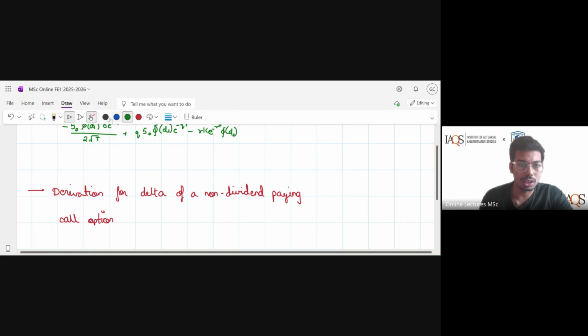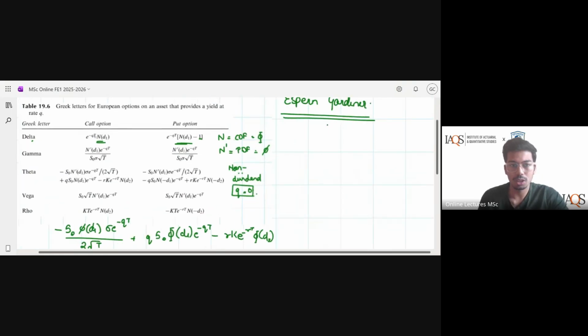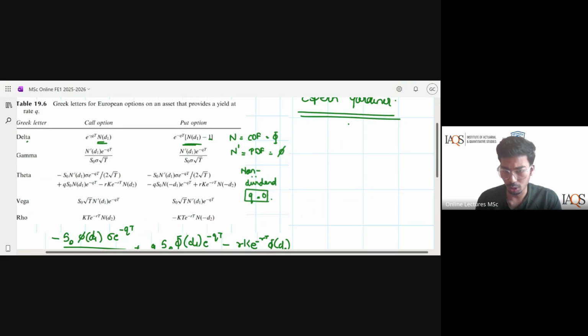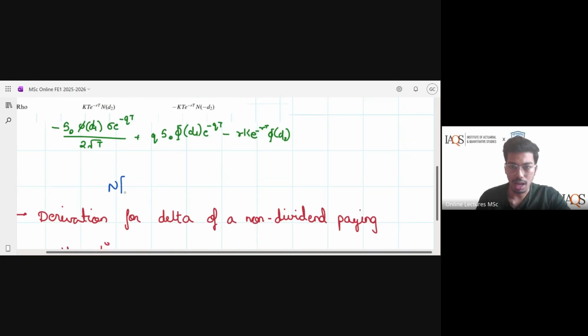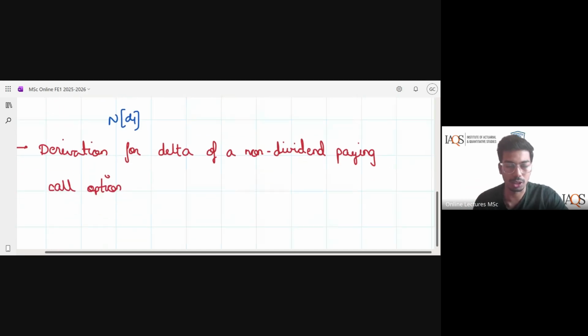I know the answer based on the above chart that we drew. I know it's non-dividend paying, so e raised to minus qT will go away. I know the answer should be what? N(d1). I know this is what I should get as the answer. Let's derive how to get that particular answer.